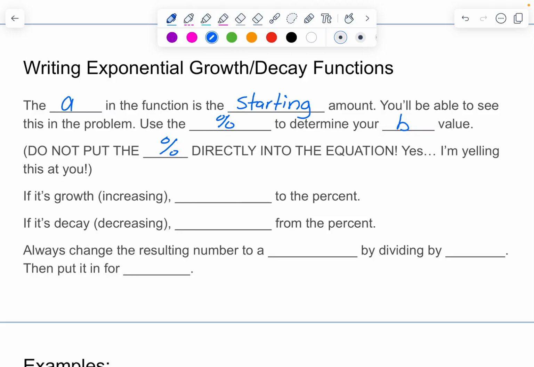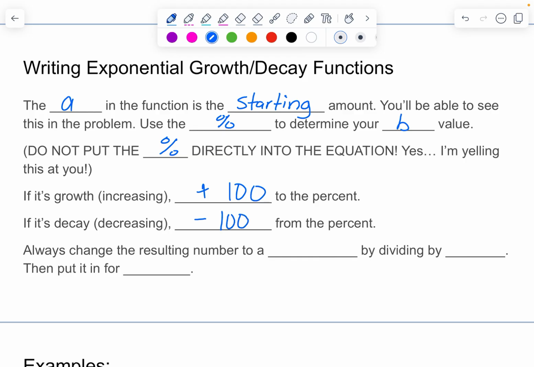Remember that when it's exponential growth, we consider that everything starts at 100, because 100% is the whole thing. And if it's growing, then it's going to increase from there. If it's decaying, it's going to decrease from there. So when it's growth, when it's increasing, you're going to add 100 to the percent. When it's decay or decreasing, you're subtracting the percent from 100.